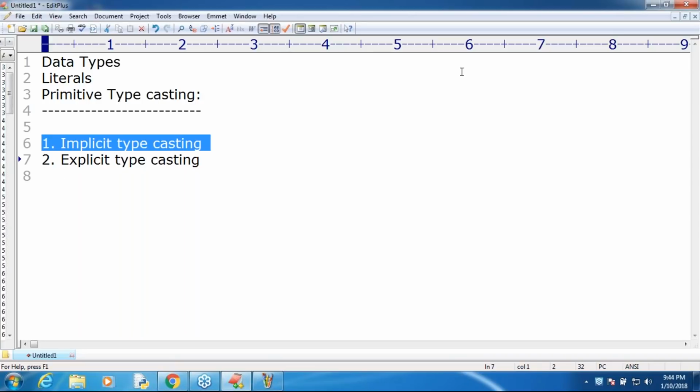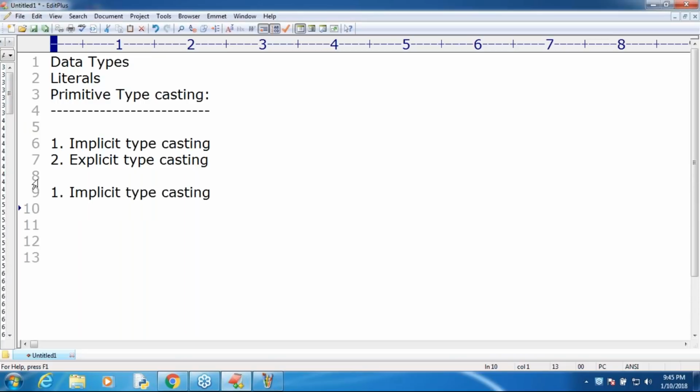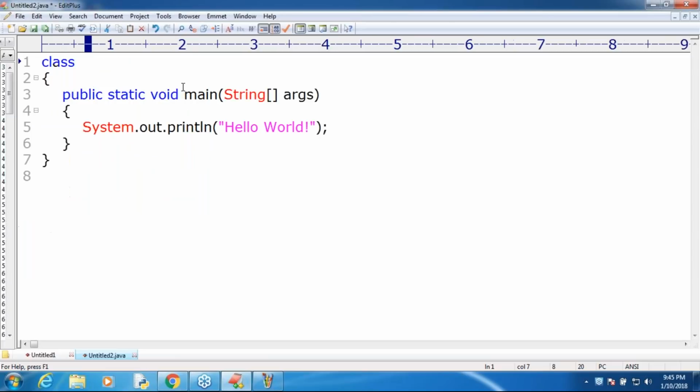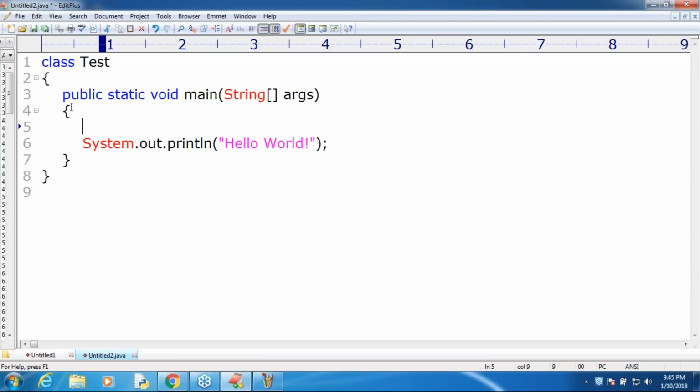Now my question is, what is implicit typecasting? The name itself indicates it. What is the meaning of implicit? Automatically, we are not required to do it. Explicit means we are required to do it. Implicit means automatically. Let me go for a small example so that you can understand very clearly. Observe: int x = 'a'. Is it allowed or not allowed? Can I assign a char value to an int variable or not?